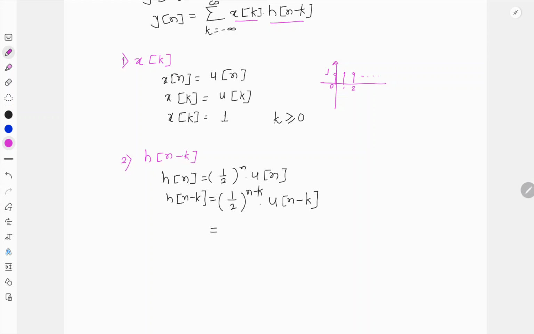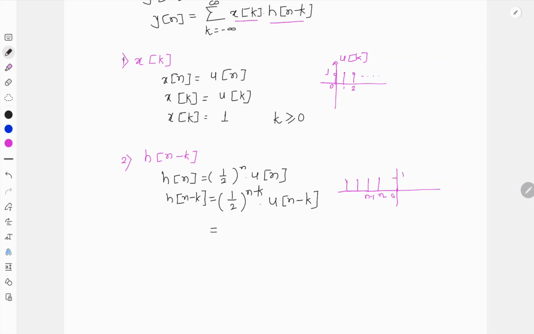So if we draw this signal, in the above case we have this u of k. This u of k signal will be folded, so it will be towards the left hand side, and if we shift it by n, it will again shift to the left hand side, so it will be in this way. And these samples will be starting from n. It will be n, n minus 1 and so on, with amplitude equal to 1.